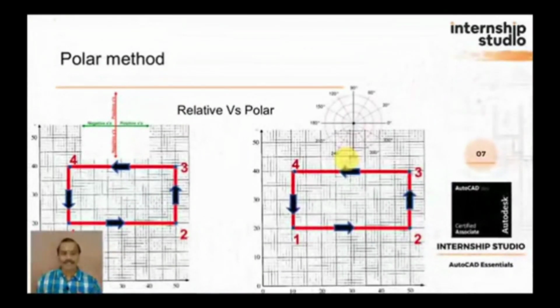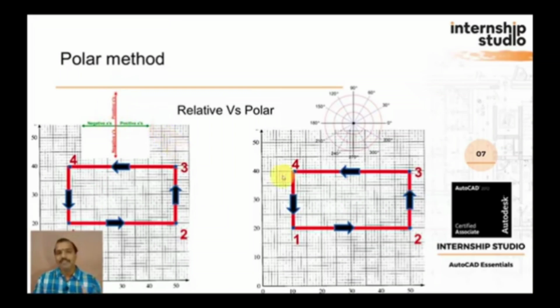Now, let us discuss the difference between the relative method versus the polar method. Already we saw the relation between the absolute method and the relative method. Now we are going to discuss the relation between the relative and polar methods. Relative means what? From the previous point, what is the x distance, y distance? We have to consider whether we are going in the positive direction or negative direction. According to that, we have to specify the values as positive or negative.